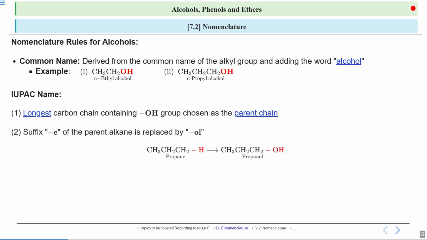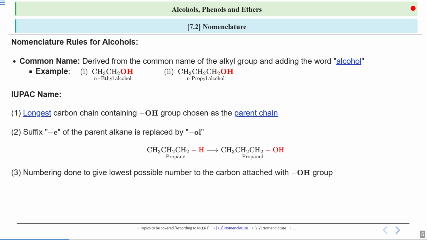For example, you can see we have propane, a 3 carbon chain, and when a hydrogen is replaced by the hydroxyl group, which is for the alcohol, you will get propanol. So you are writing the IUPAC name of this compound as propanol. So E is replaced. The E of the parent alkane propane is replaced by ol for the OH group, for the representation of alcohol.